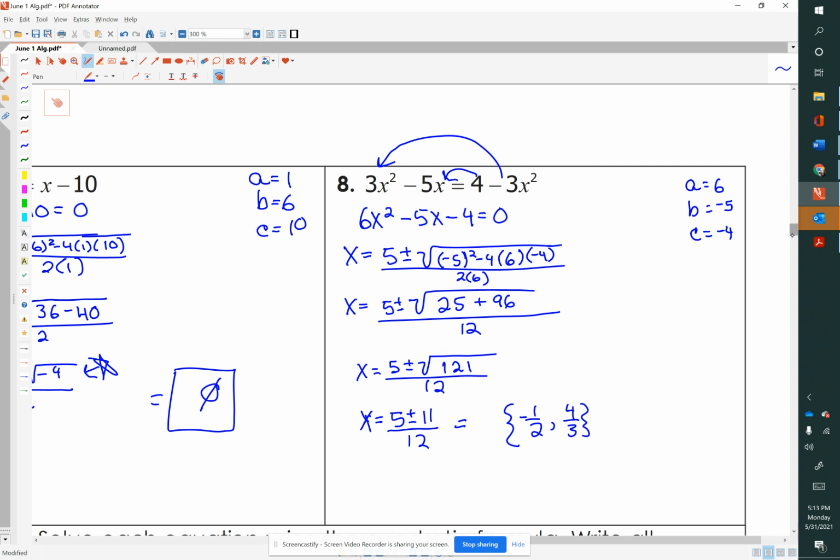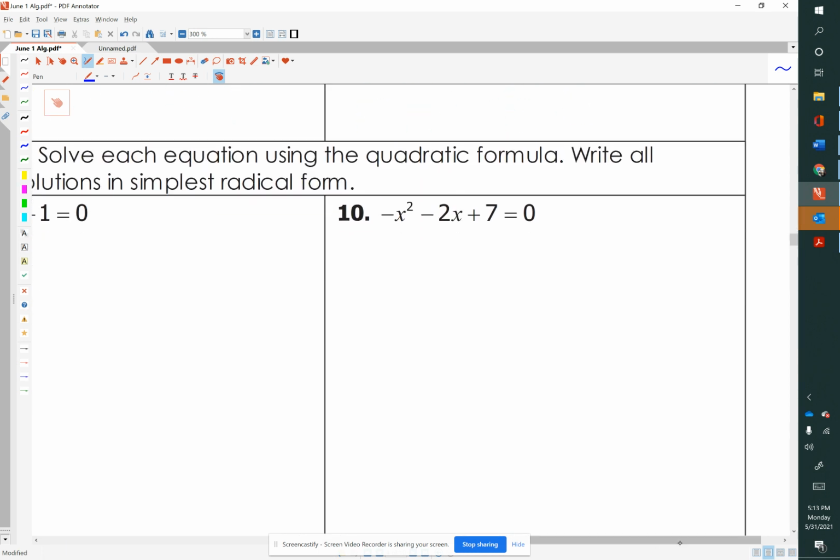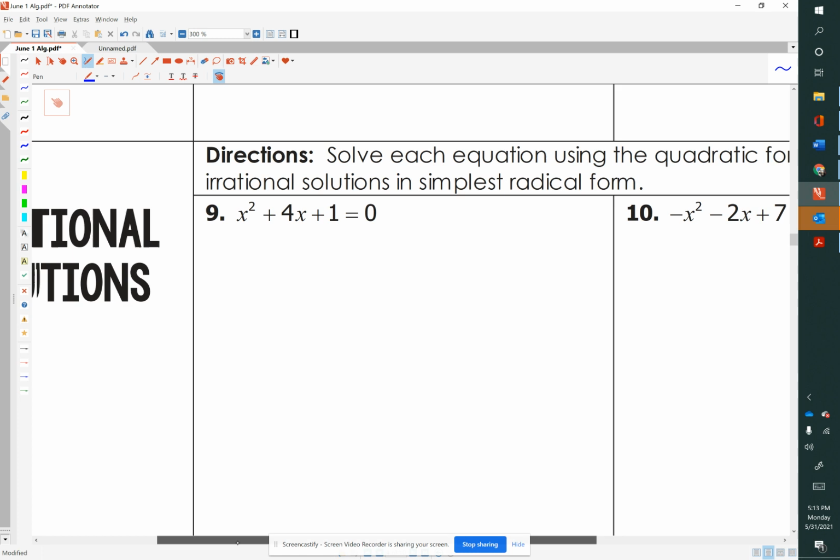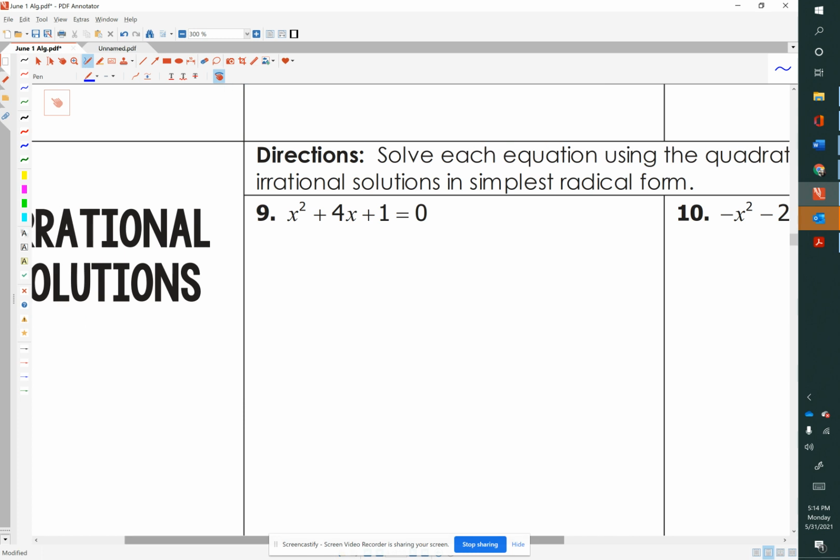Now let's move on to the irrational problems. So we have x squared minus 4x plus 1 equals 0. A equals 1, B equals 4, C equals 1. So let's plug and chug. X equals negative 4 plus or minus the square root of 4 squared minus 4 times 1 times 1, all of that over 2 times 1.